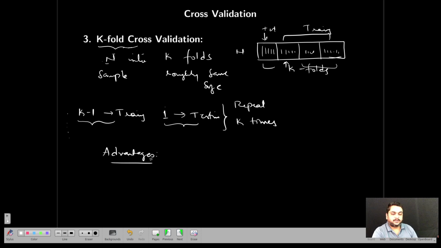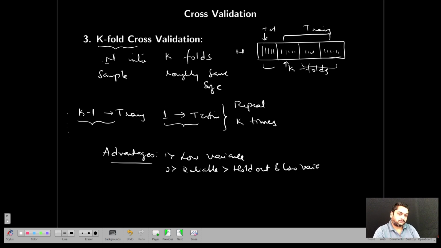If you observe, it takes out the limitations of both of the previous models. What is the advantage? It has very low variance. So it is reliable, stronger than your holdout, and it has low variance than your leave one out. Okay. What are its limitations?